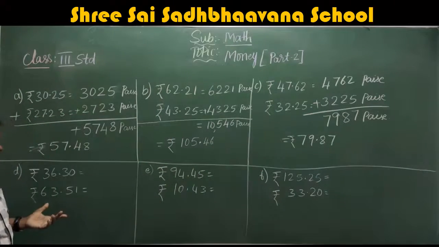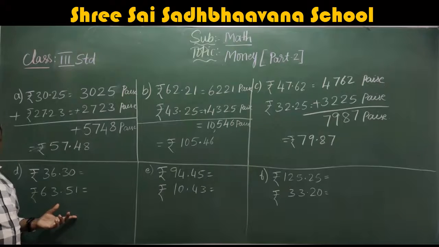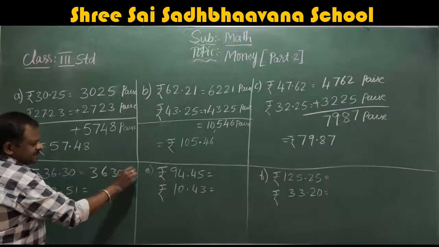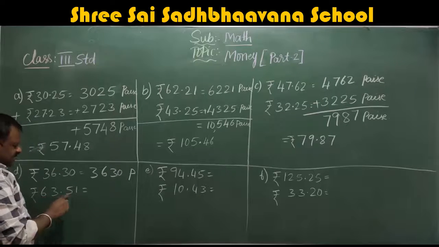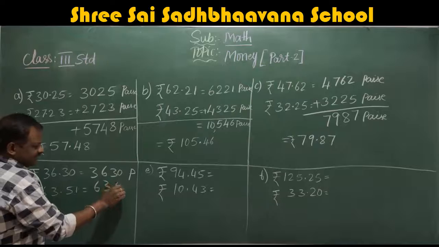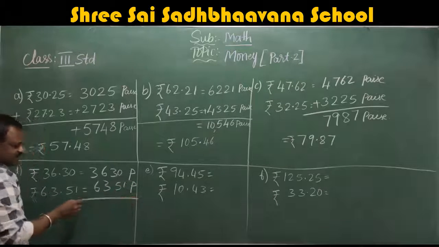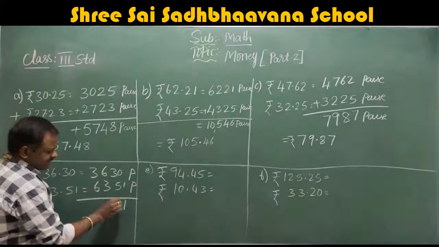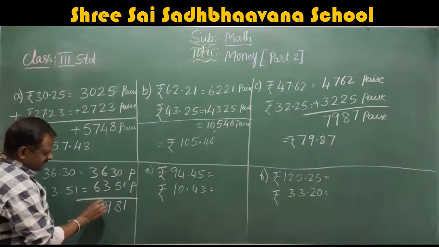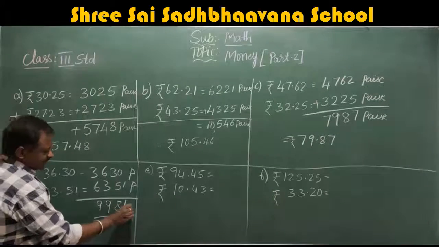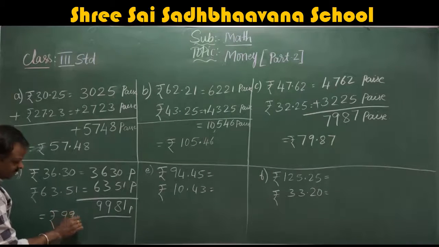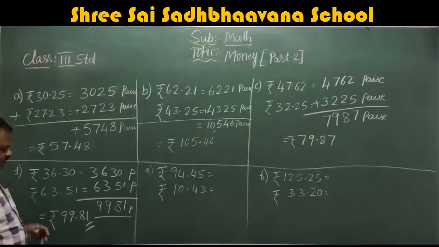Next, come to the problem, rupees 36.30. This can be written as 3630 paise. And rupees 63.51 can be written as 6351 paise. Now we add: 0 plus 1, 1. 5 plus 3, 8. 6 plus 3, 9. 3 plus 6, also 9. So this is 9,981 paise. When you convert this into rupees, rupees 99.81.